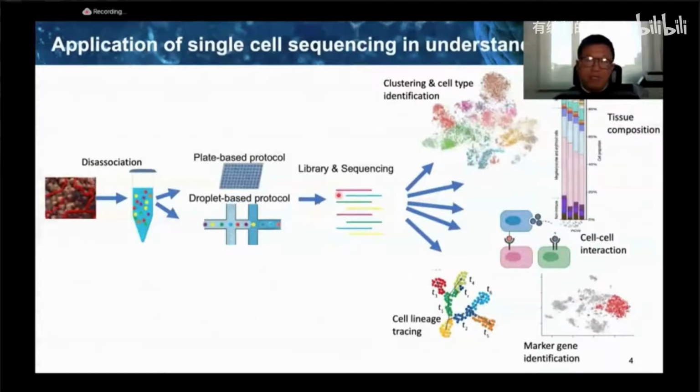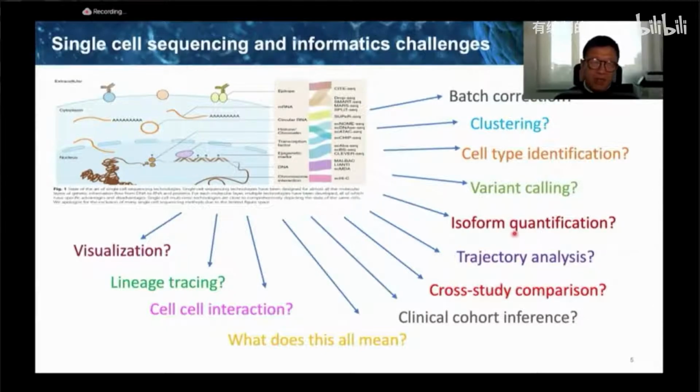So in single-cell sequencing, either Smart-seq2-based approach or 10x Genomics technologies can be powerful in multiple types of analysis, including cell type identification, tissue composition, cell-cell interaction, marker identification, and cell lineage tracing. Before I get into the immunology aspect of the work, let me first point out that many informatic challenges still exist in single-cell data analysis. Many of the analyses still don't have any well-established or standard tools out there.